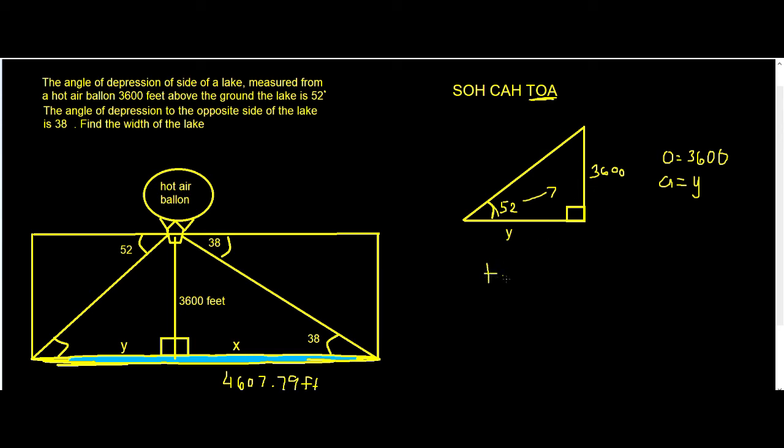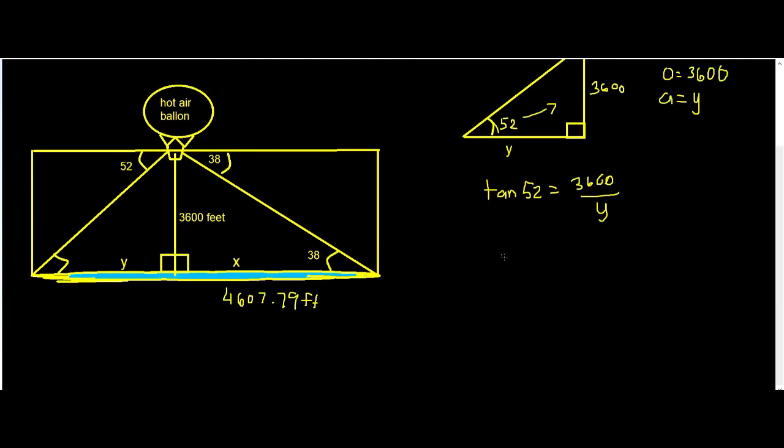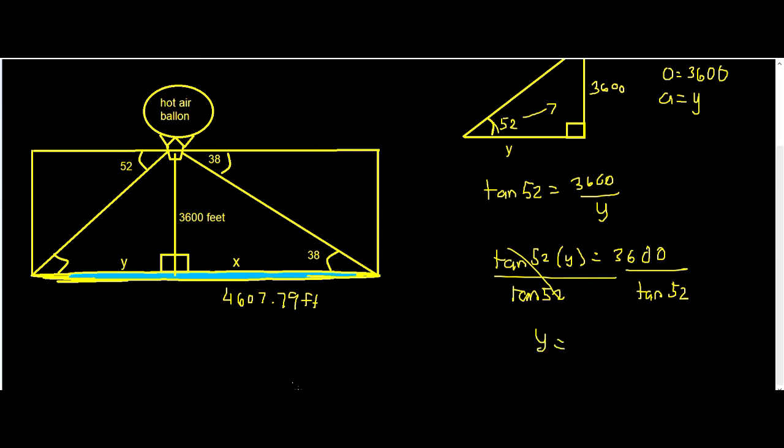Since opposite and adjacent are again present in our triangle, we again use TOA. We have tangent 52 this time is equal now to opposite, 3,600, over your adjacent or y. Again, same procedure, cross multiply. We have tangent 52 times y is equal to 3,600. Then, dividing both sides by tangent 52, cancel. Your y now is equal to 3,600 over tangent 52.